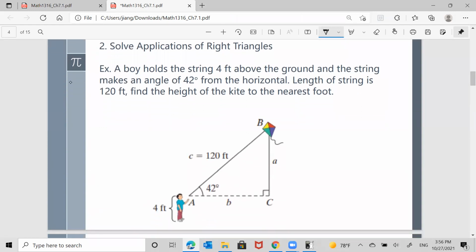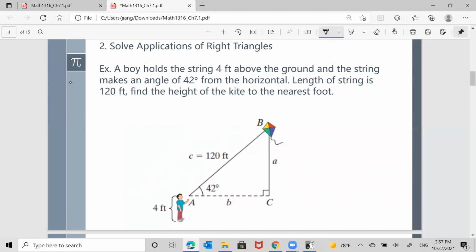And the second one, solve the applications of right triangles. A boy holds a string 4 feet above the ground, and the string makes an angle of 42 degrees from the horizontal. The length of the string is 120 feet. Find the height of the kite to the nearest foot. So let's see.